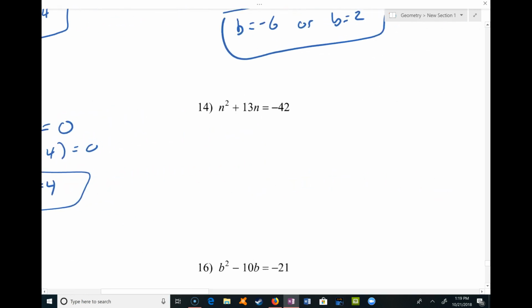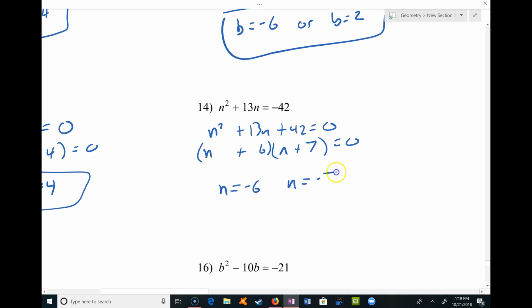And same thing here, we got to move some stuff first. So that'd be n squared plus 13n plus 42 equals 0. And if we factor that, that'd be n and n. And we're looking for factors of 42 that add up to 13. That would be 6 and 7, plus and plus. So then my answer would be n equals -6 or n equals -7.